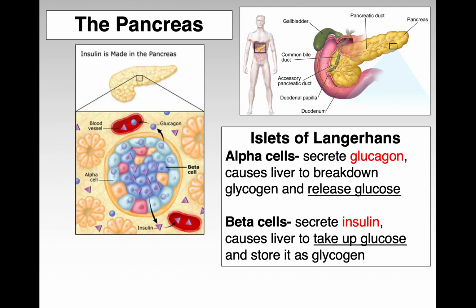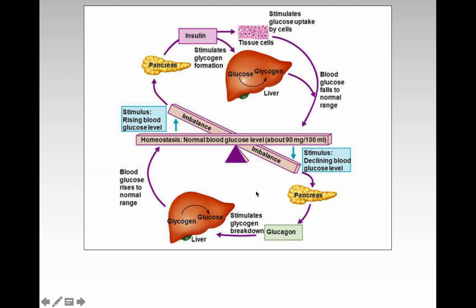The pancreas is really important because it has this little region called the islets of Langerhans, where really what you need to know about the pancreas is it is involved in glucose regulation. So you can secrete glucagon, which will break down glycogen. Glucagon breaks down glycogen. And then you have insulin, which will cause you to take up glucose and store it as glycogen. Insulin, you take it in. Glucagon, you break it down.